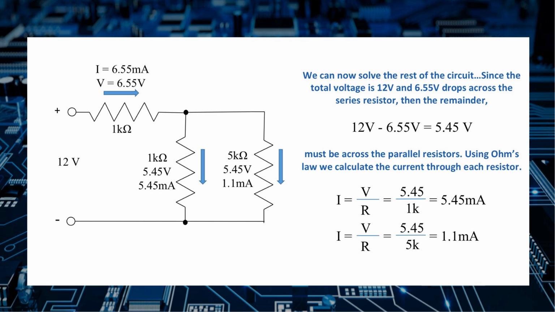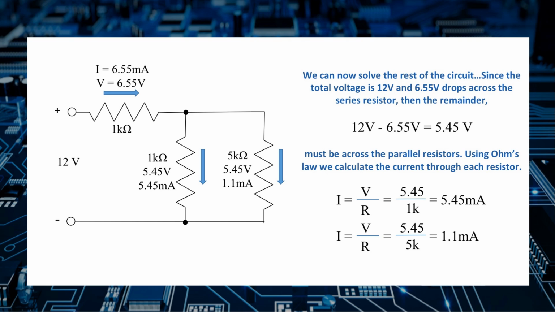First, let's look at the voltage drop across the series 1K resistor. Well, we know that V equals I times R, and we know that the current I is equal to 0.00655 amps. That's 6.55 milliamps, times 1,000 ohms equals 6.55 volts. Now, if our total voltage is 12 volts and 6.55 volts are across the 1K resistor, then we can say that the remainder must be across the two parallel resistors. So we've got the voltage across the two parallel resistors. It's 12 volts minus 6.55 volts, or 5.45 volts.